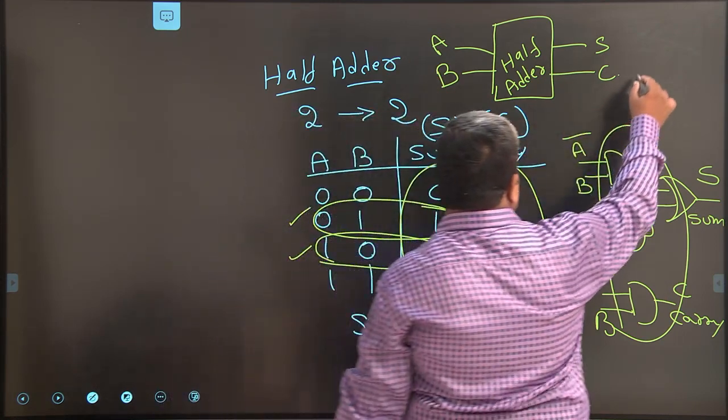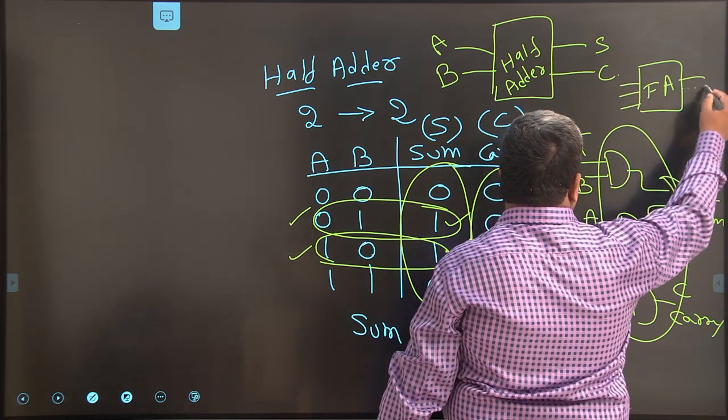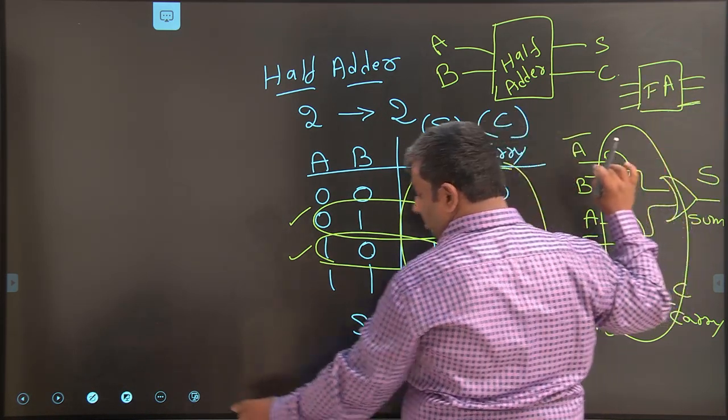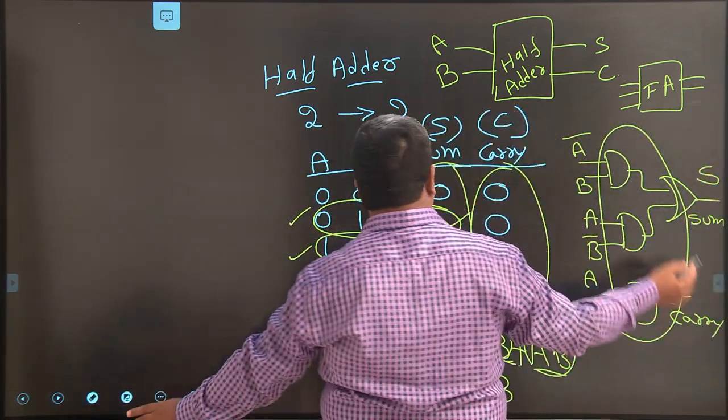For example, if you are taking a full adder, you have to represent a full adder here, and you have 3 inputs and 2 outputs. Here for the half adder you have two inputs and two outputs.